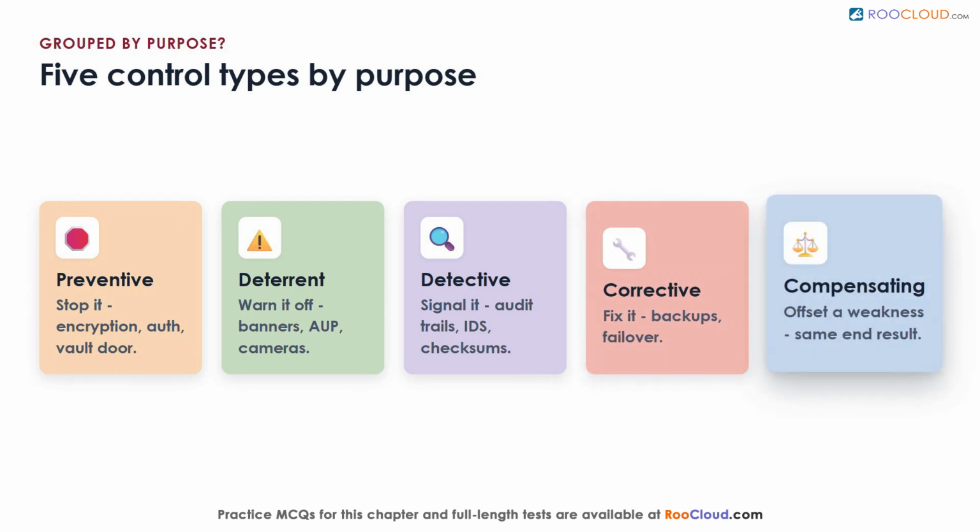What is a compensating control? It offsets a weakness you cannot fix directly. Maybe a technical or business limit blocks the ideal control. So you isolate a weak system behind strong perimeter defenses. A compensating control must reach the same result the original aimed for.